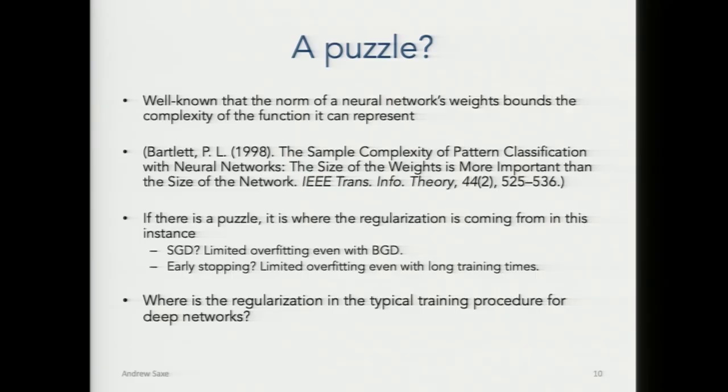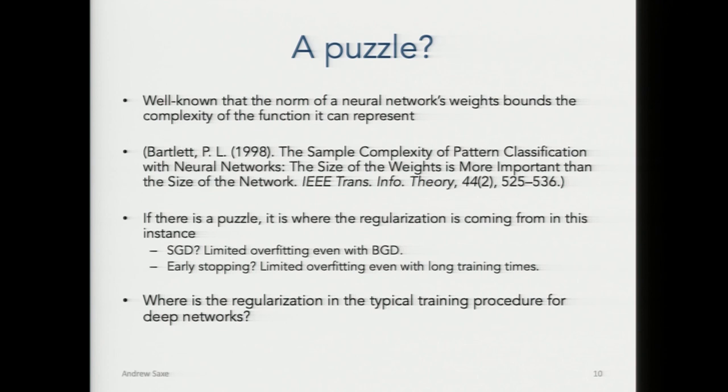And so what I'd like to show you is that, in fact, basically the same thing is happening when you train these neural networks. And that has to do with the specific way that we've chosen to train them. And the basic idea runs like this. The norm of a neural network's weights, so just the size of the weights, bounds the complexity of the function it can represent. That's quite well known.